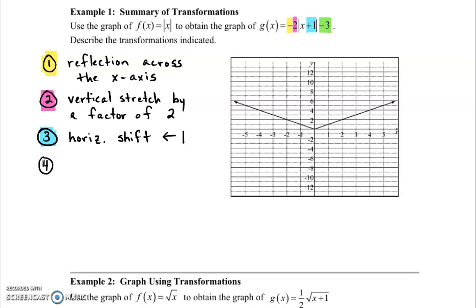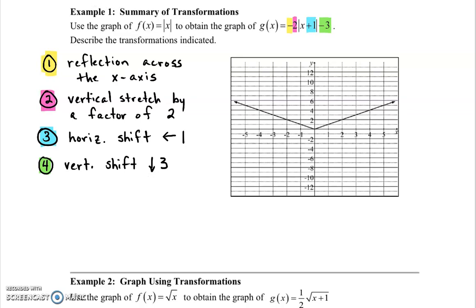And the last one is a vertical shift. And those always go the direction that we think they should. So vertical shift, since it's a -3, we're going down 3.